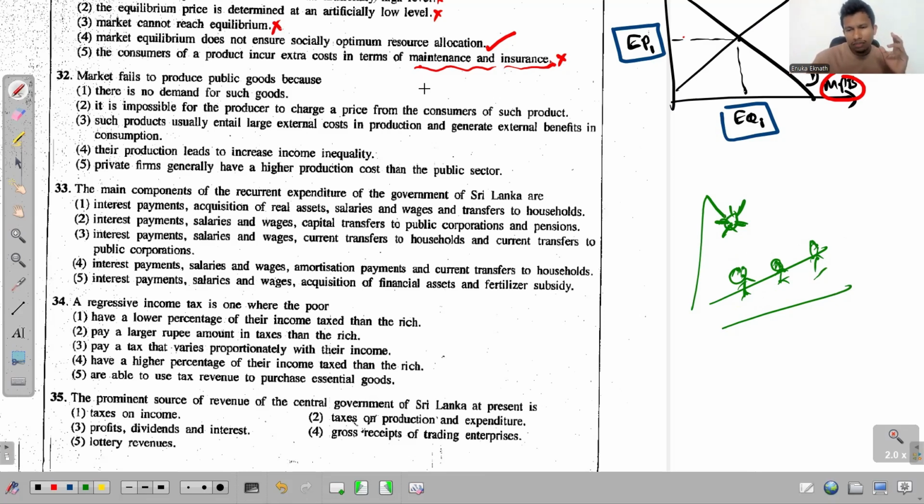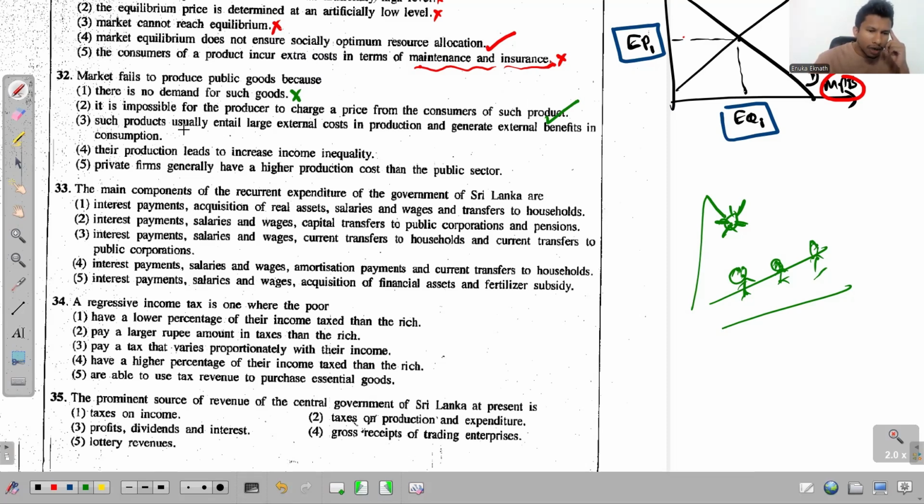So due to this free rider problem, the producer or the supplier will not be able to charge a price. So if they can't charge a price, the market economy will not supply such goods. ඔක තමයි සරල කතන්දරේ. එහෙනම් මොකක්ද ආන්සර් එක වෙන්නේ? There's no demand for such goods. No, there is a demand, and that's why somebody has to provide this thing. Second one, it is impossible for the producer to charge a price from the consumers of such products. 100% true. So due to this non-excludability, or maybe due to this free rider problem, the producer will not be able to charge a price from the consumers.